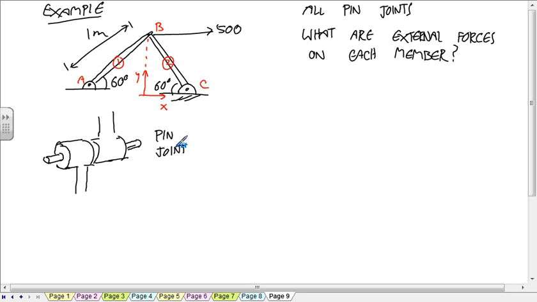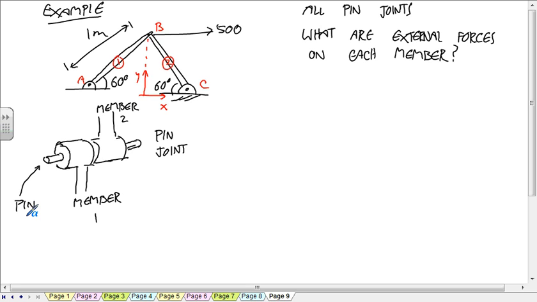And so what I'm going to do at each of these joints is break it up. I'm going to think of this as 3 separate objects: there's the pin, and then there's member 1 and member 2. We're going to assume that the pin has no width. Okay, that width is pretty small.